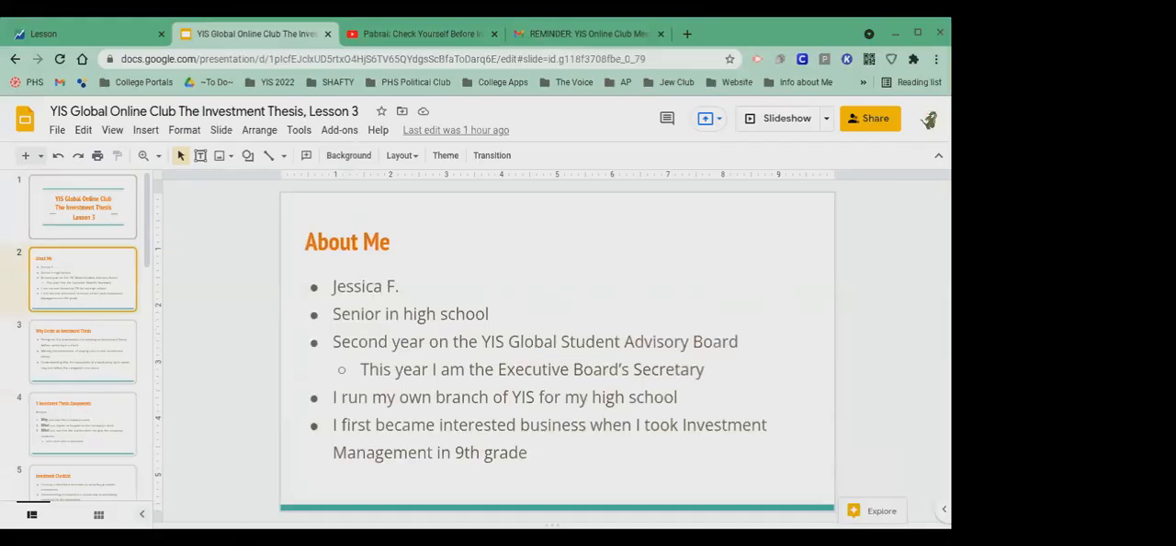So a little bit about me is my name's Jessica. I'm a senior at Pennsbury High School. This is my second year on the YIS Global Student Advisory Board, and this year I am the board secretary. I also run my own branch of the Young Investor Society for my high school, and I first really became interested in business when I took investment management in 9th grade.